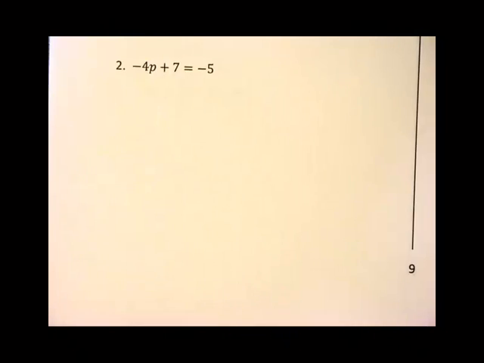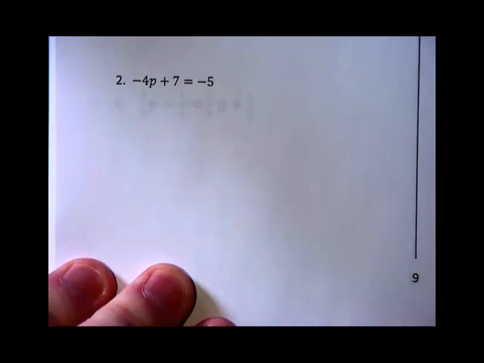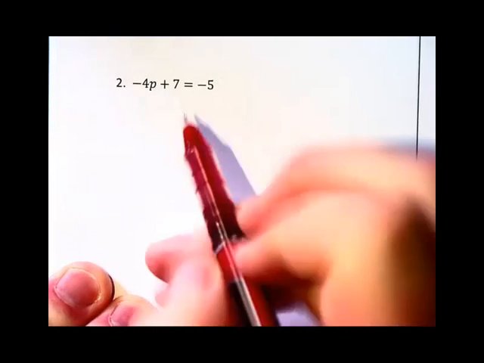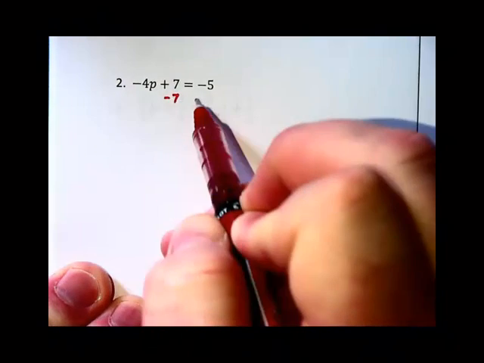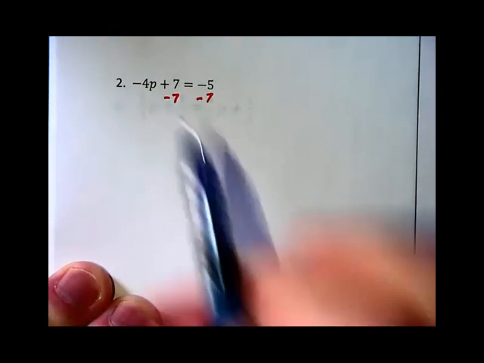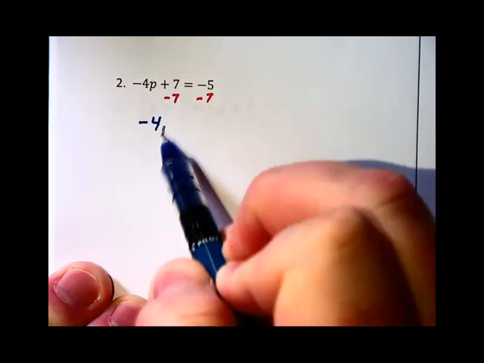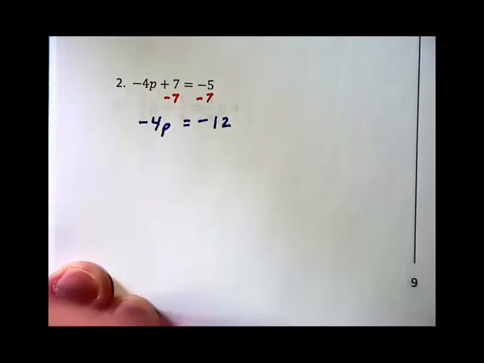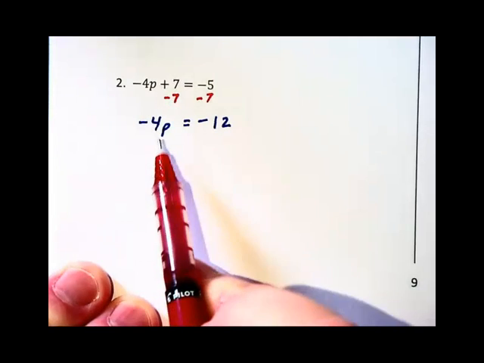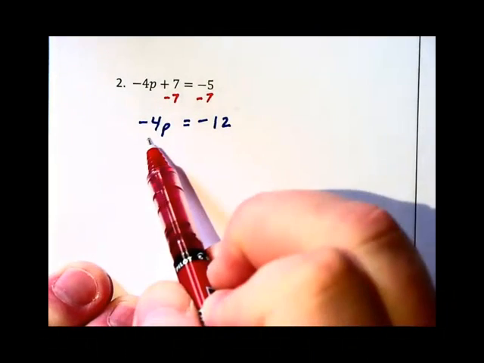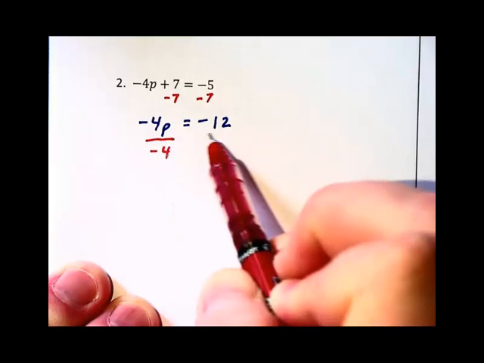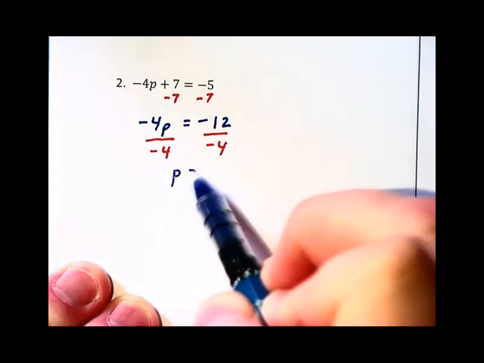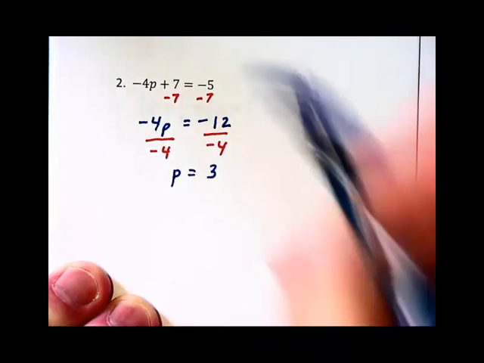Okay, let's do this again. We see that in our equation we have multiplication by -4 and then we have addition of 7. So we're going to undo the addition first by subtracting 7 on each side. On the left we're going to have -4p, and on the right we're going to have -12. Now all we have is one operation there. P has been multiplied by -4. We want to undo that operation, dividing each side by -4, and that will give us p is equal to +3.